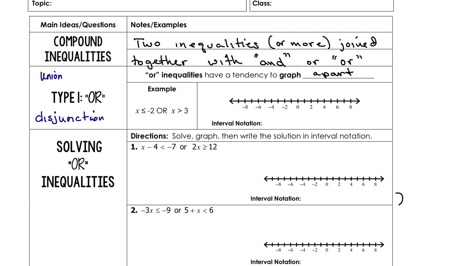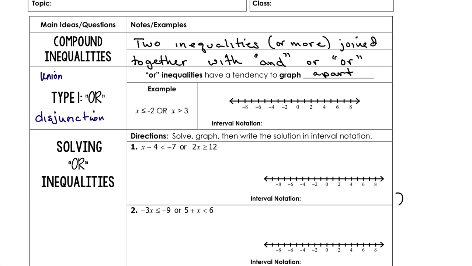So we have this example. It says x is less than or equal to -2, or x is greater than 3. Now, the word or matters here because the word and implies that you have a number that is both less than -2 and greater than 3. That would be literally impossible, to have a number that's less than a negative but greater than a positive. There's nothing that exists that can do that.